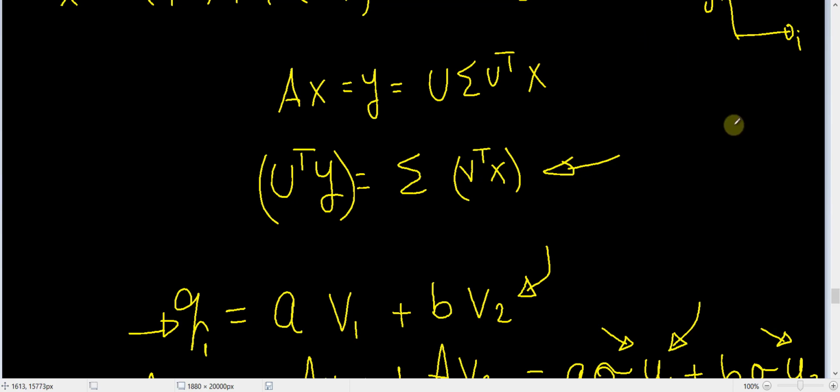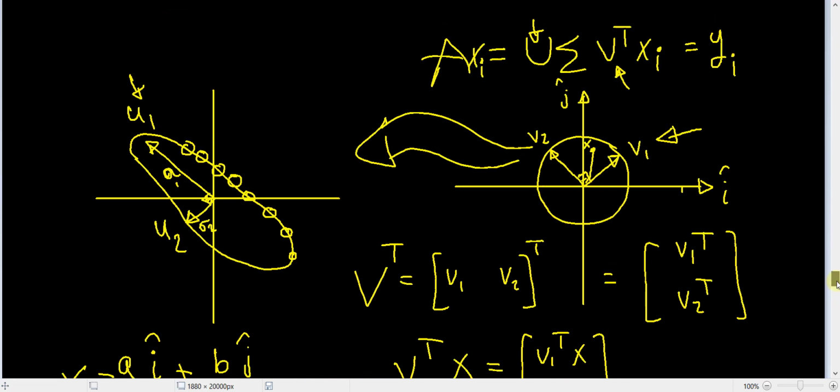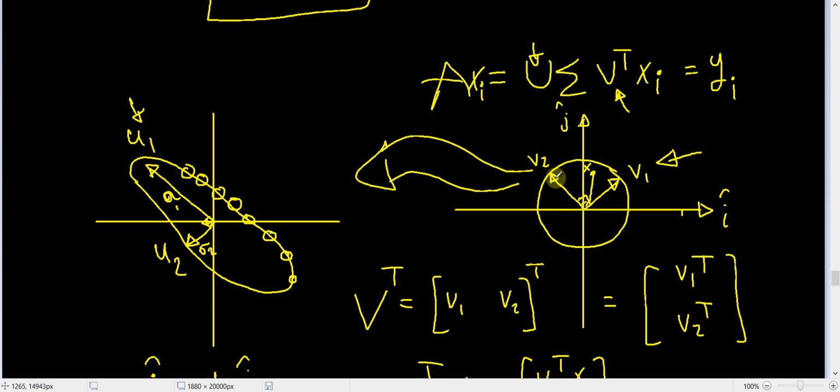If you couldn't completely understand this, don't worry. I only need you to understand that those right here will be v1 and v2, the basis for the row space, and those right here will be u1 and u2, the basis of the column space. In the next video, we will think about the situation when the matrix is both square and singular.